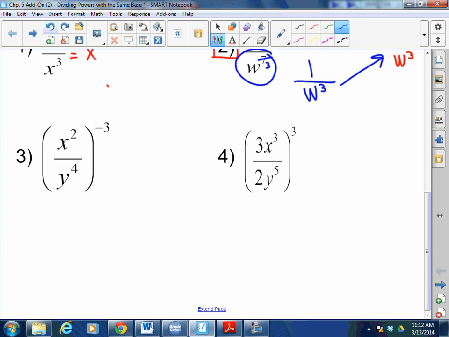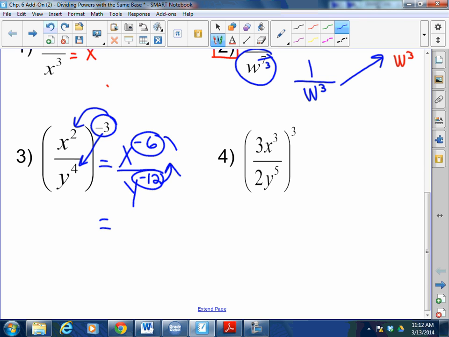Now, here we're just distributing. So this is going to distribute to every single exponent, period. So this is x to the negative 6 over y to the negative 12, which then I'm going to bring this guy up and this guy down. So I get y to the 12th over x to the 6. I cannot simplify that because they are not the same base.